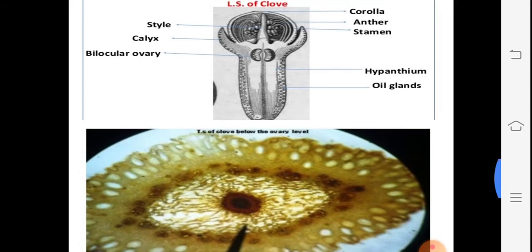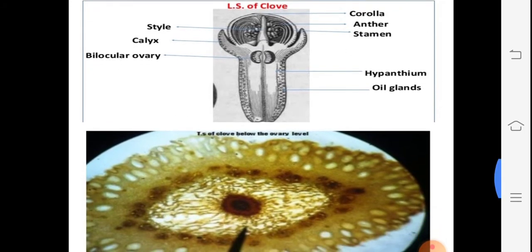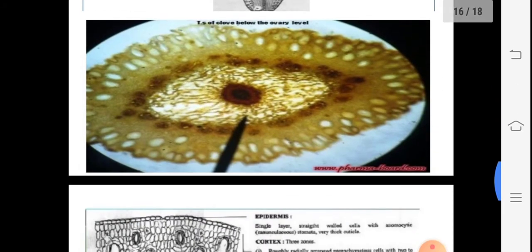Then about the anatomy. Here you are observing the LS of the flower. See how the arrangement is. Calyx sepals are 4, style is 1, corolla petals are 4. The calyx is hard and woody. And this is the TS of the hypanthium. The central one is the medulla, and the outermost has tubercular structures, but we have to go through it quickly.